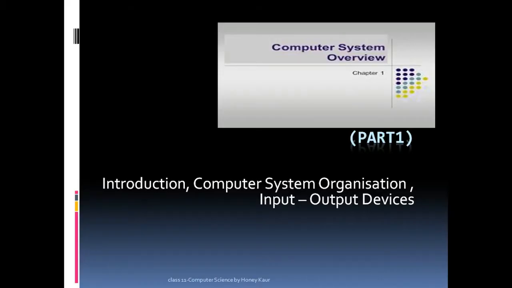Good morning, Kasturians. Let's start a new topic in chapter 1, that is Computer System Overview. This is the very first video of our class 12th Computer Science, and in this subject we are going to learn the basic concepts of computer. That is, what do we mean by computer, what are the functional components of computer, and the detail of those functional components or units. So let's start with the introduction of this chapter.